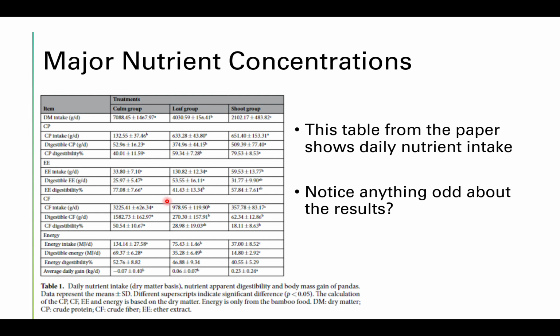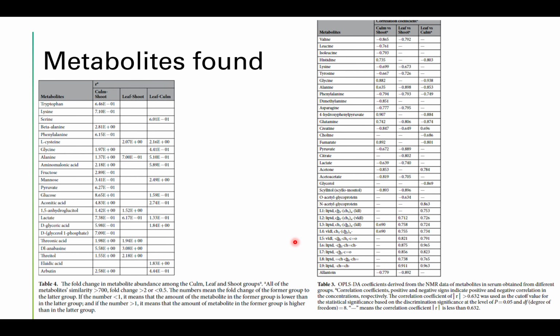But what we can see is the leaf group had the highest amount, yet it had the lowest digestibility. And we see another pattern like this in the culm group, where they had the highest intake of energy, yet they're the only group that had a net negative energy gain. So they're actually working at a deficit. And we will talk about this later in the presentation. But first, there are a few other data points that they found.